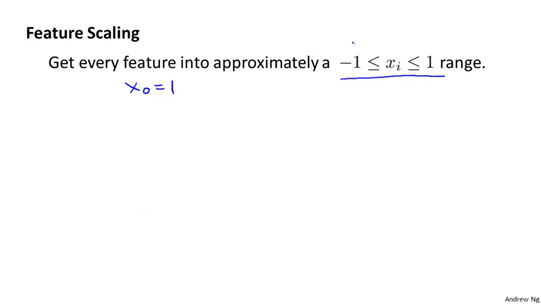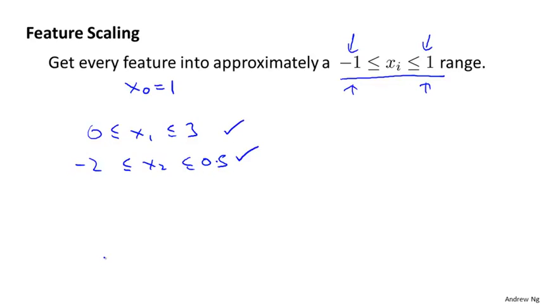And the numbers -1 and +1 aren't too important. So if you have a feature x1 that winds up being between 0 and 3, say, that's not a problem. Or if you end up having a different feature that winds up being between -2 and +0.5, again, this is close enough to -1 and +1 that that's fine. It's only if you have a different feature, say x3, that ranges from -100 to +100, then this is a very different range of values than -1 and +1. So this might be a less well-scaled feature.